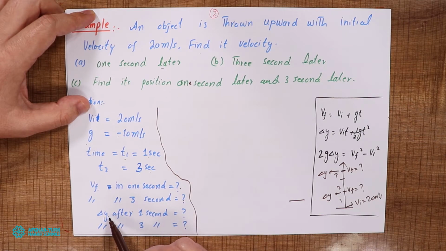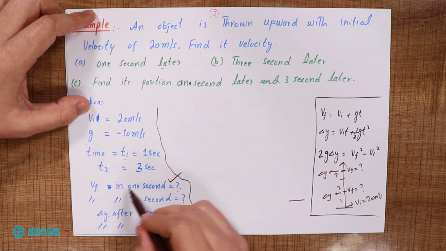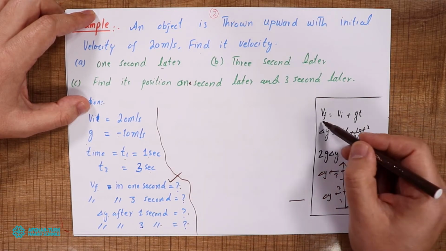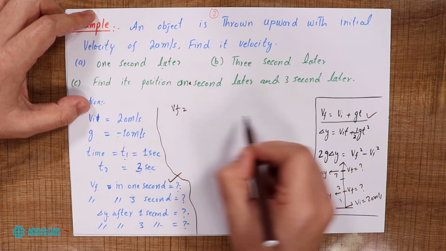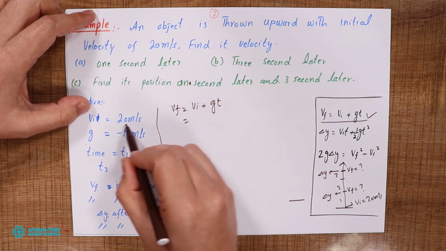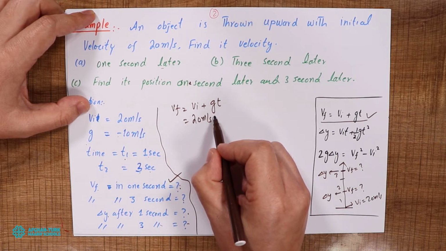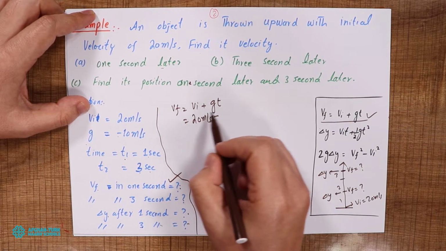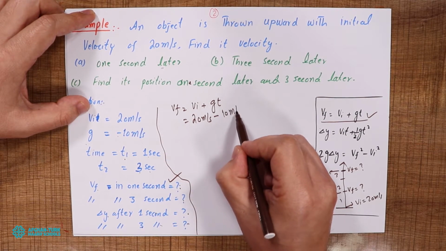And delta y, meaning height after 1 second, is unknown, we will find, and height after 3 second we will find. So first we find the final velocity after 1 second. I will use this equation for simplicity, vf is equal to vi plus gt. Now putting the value, vi is equal to 20 meter per second. The g value is minus 10, so we will plus multiplied by minus is minus, and put the value of g, which is equal to 10 meter per second squared.